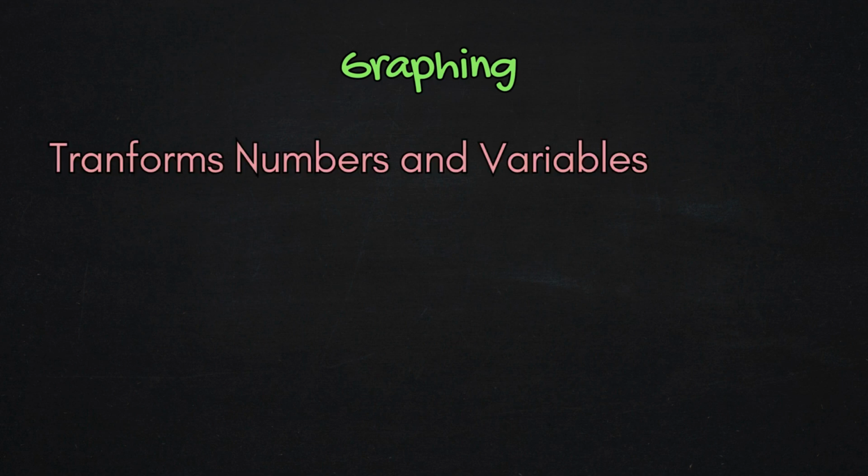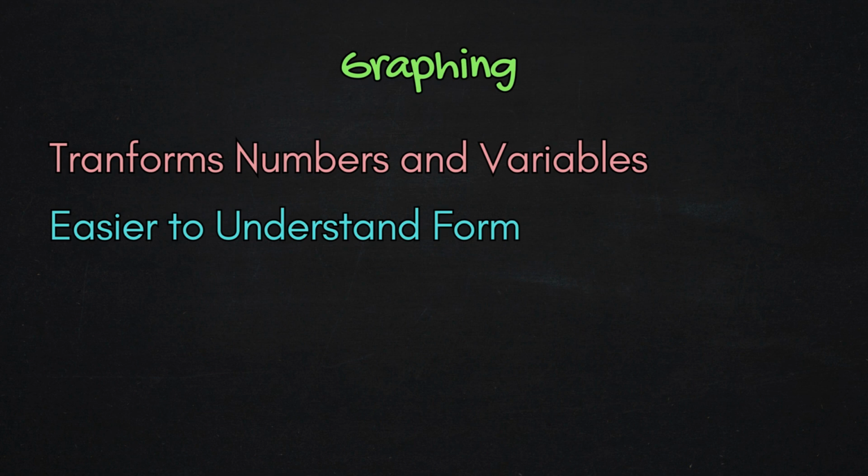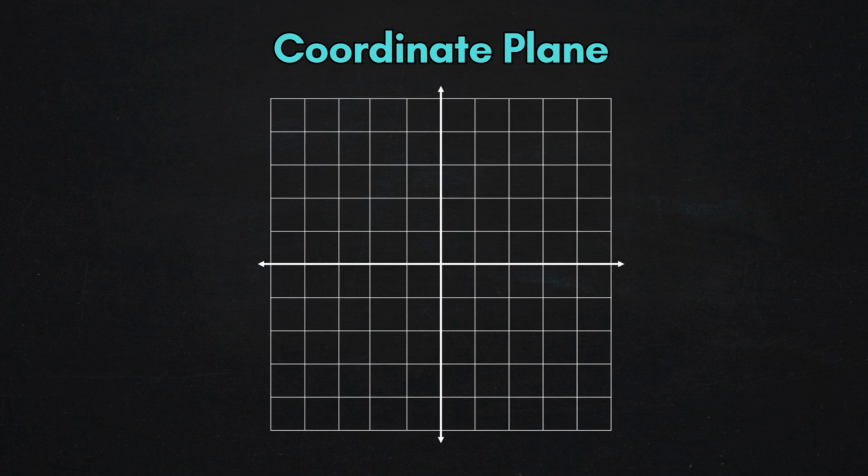It transforms numbers and variables, which are a bit confusing sometimes, to an easier to understand form, the graph. Instead of problems as a series of numbers and symbols, graphing provides us a picture, enabling us to see it more clearly. The central element of our discussion today is the coordinate plane. It is an area where graphing takes place.